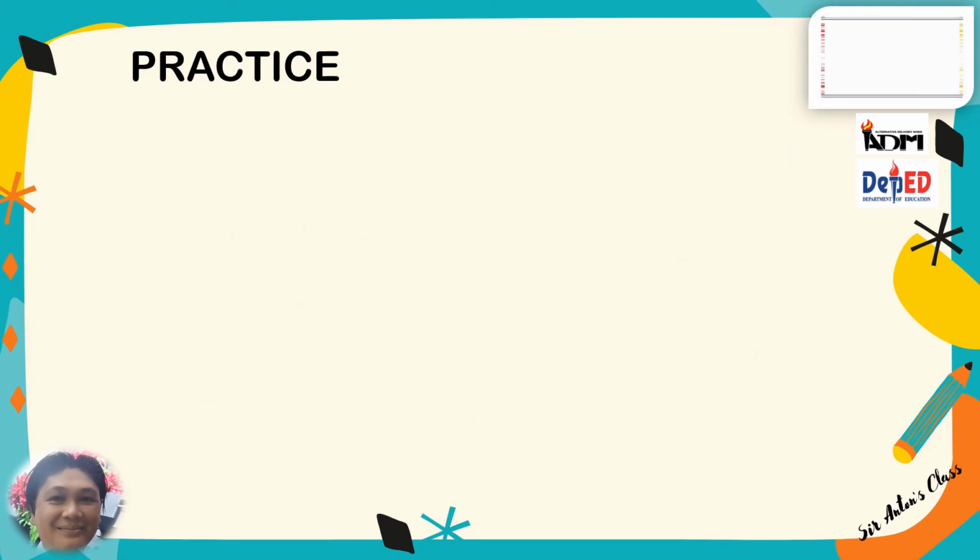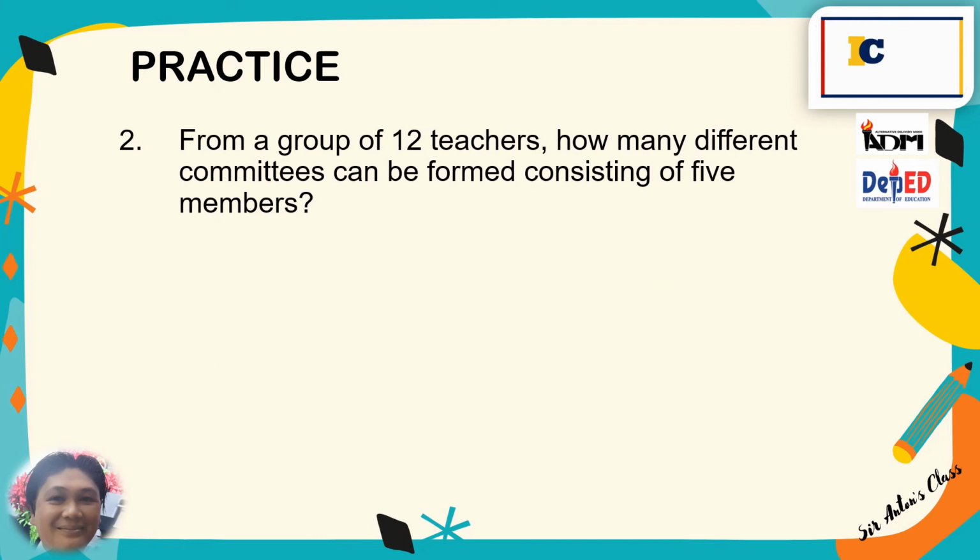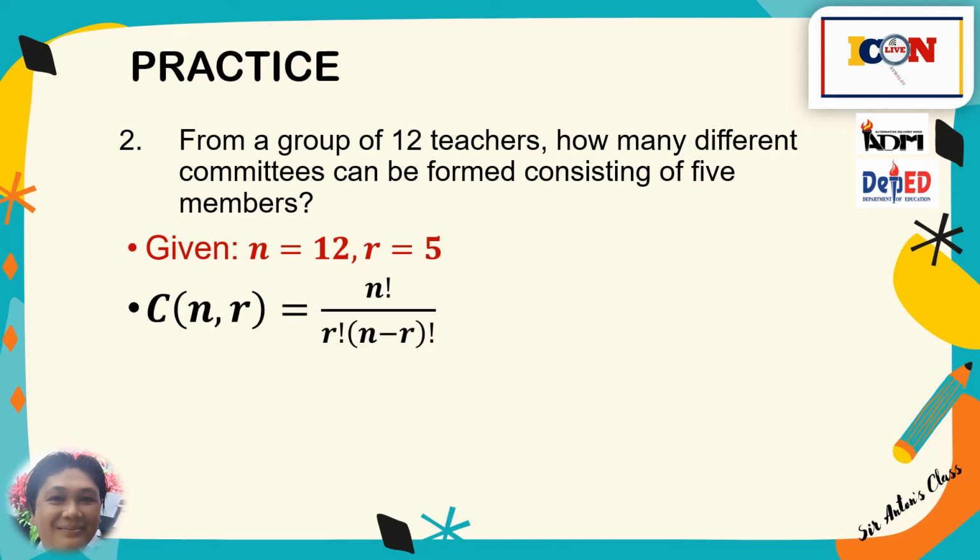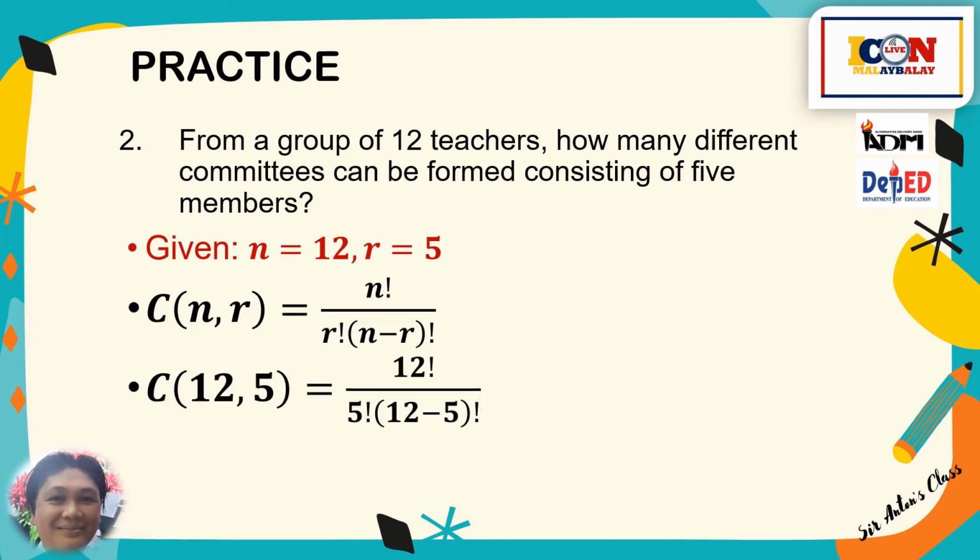Number 2, from a group of 12 teachers, how many different committees can be formed consisting of 5 members? So we have this given, n equals 12, and then 5 members for each committee. No repetition, so we can make use of this formula of the combination without repetition. So, substitute. Combination of 12 objects taken 5 at a time is equal to our dividend, 12 factorial, our divisor, 5 factorial, times the quantity of 12 minus 5 factorial.